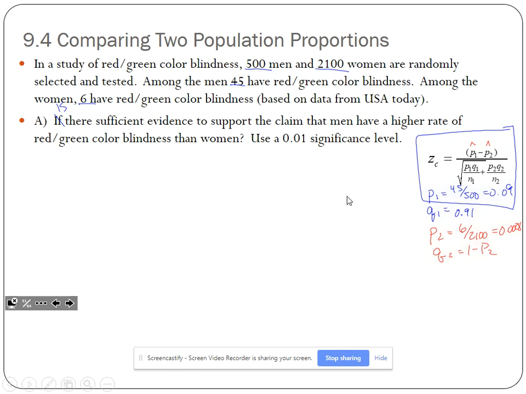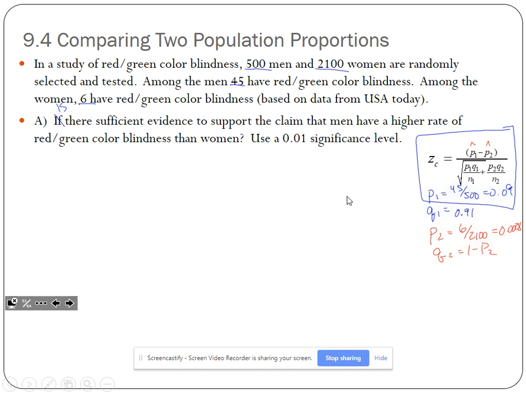In a study of red-green color blindness, 500 men and 2,100 women are randomly selected and tested. Among the men, 45 have red-green color blindness. Among the women, 6 have red-green color blindness. And this is based on a USA Today study. Is there sufficient evidence to support the claim that men have a higher rate of red-green color blindness than women? Use a 0.01 significance level.